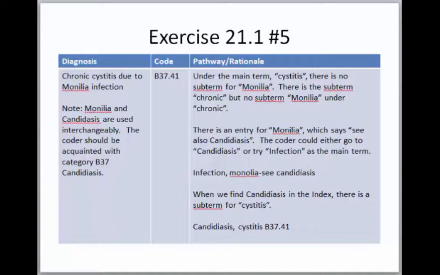I have the pathway here on the right that you can find how I eventually got to this code. There's a lot of steps involved when it's not very explicit which way you're going to start, so you just start looking and follow your see also or see this or see that until you finally get to the code that you need.